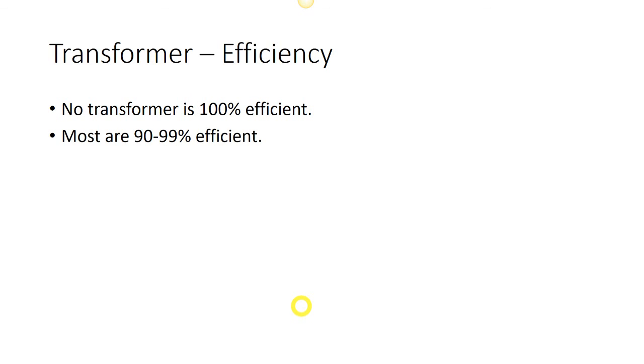Most are 90 to 99% efficient, but I have purchased transformers that were poorly constructed that have been down in the 70%. And you're going to be calculating some of those quantities in your lab this week. So you'll see some transformers that are up very high, and you'll see some that are quite low. It's just based on the construction materials and those sorts of things.